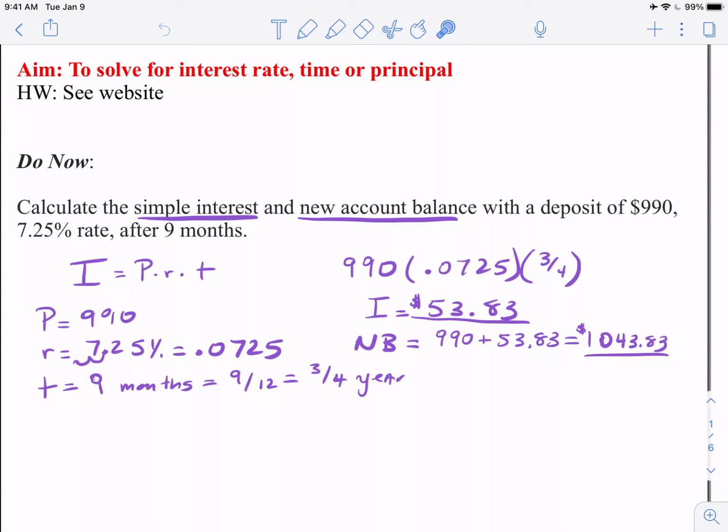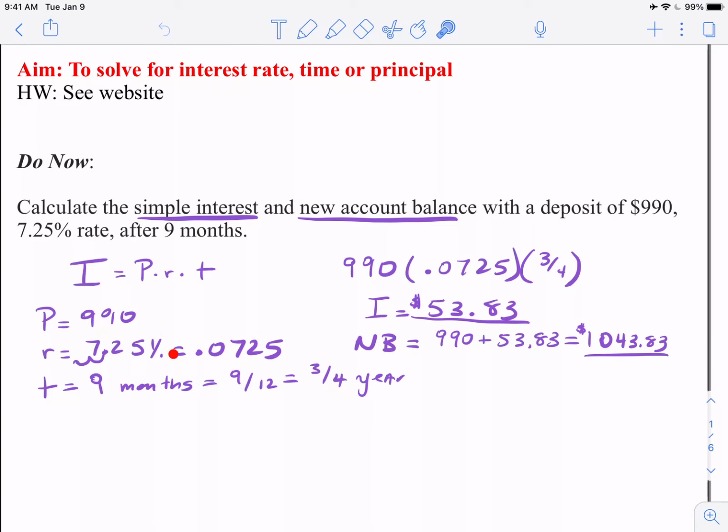In this one, we're asked to calculate the simple interest and the new account balance given a deposit of $990, a 7.25% rate after 9 months. So the formula that we learned on Friday was I equals PRT. P times R times T on the right. P being our principal, our starting or initial amount.